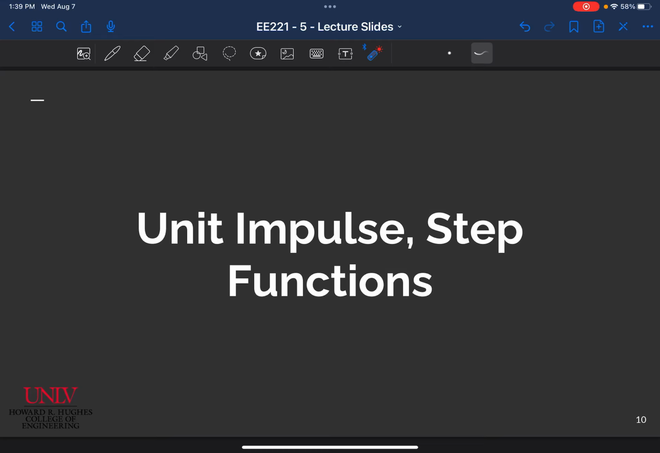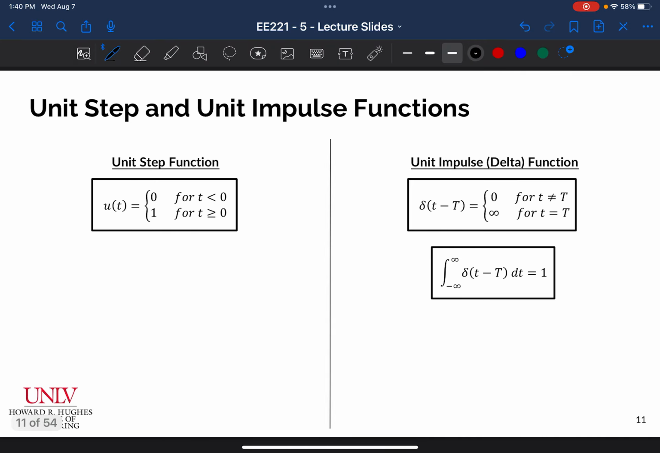All right, so an introductory concept for this module is the unit step and unit impulse functions. They're just two functions in the time domain that we need to talk about in order to make sense of some of the stuff that's going to happen in this module. And so you've already seen and used the unit step function. We just haven't called it that.